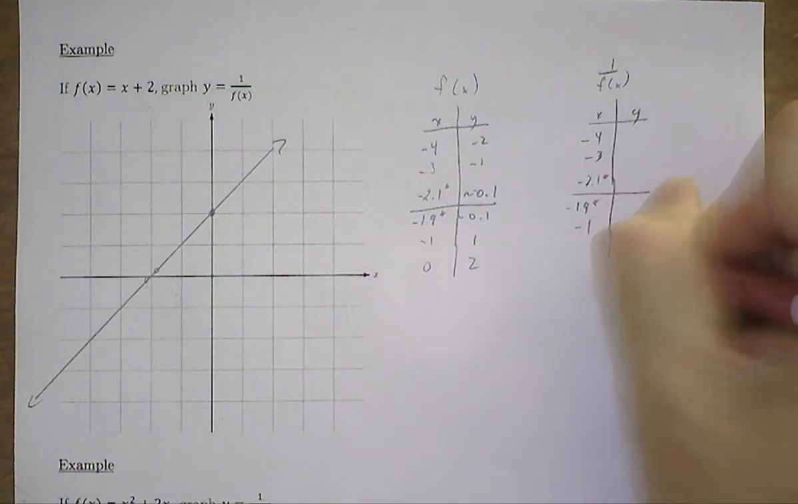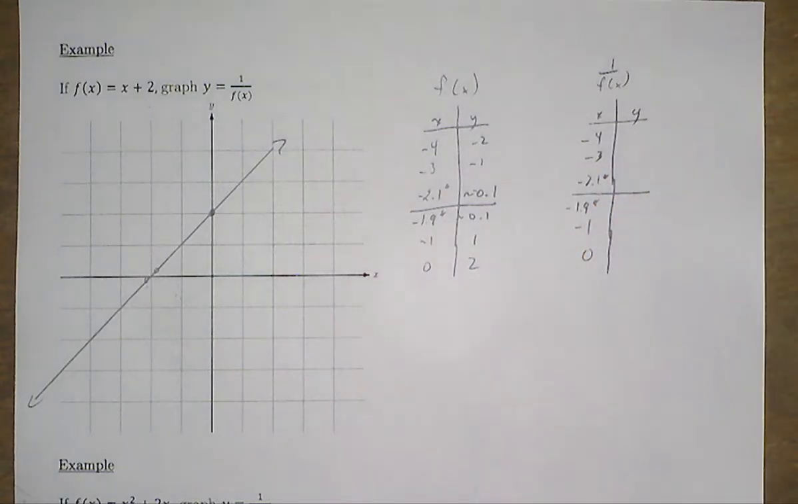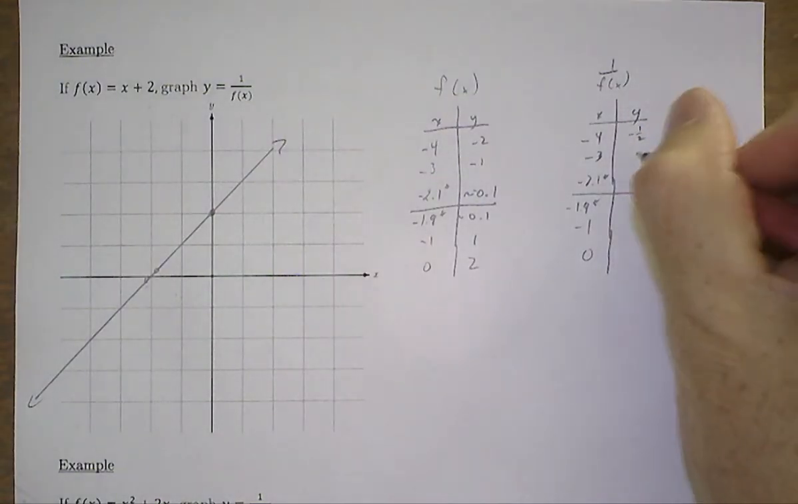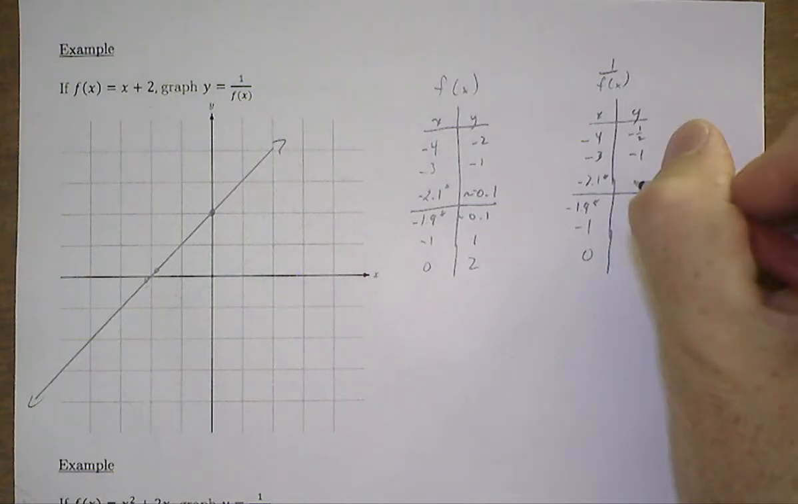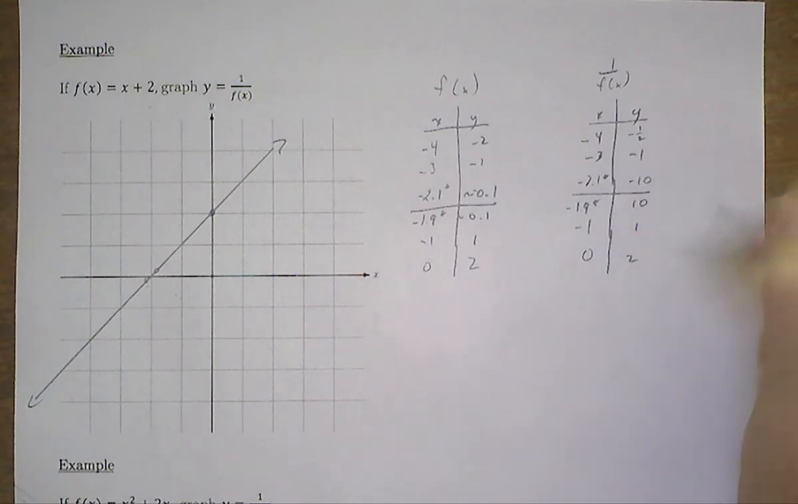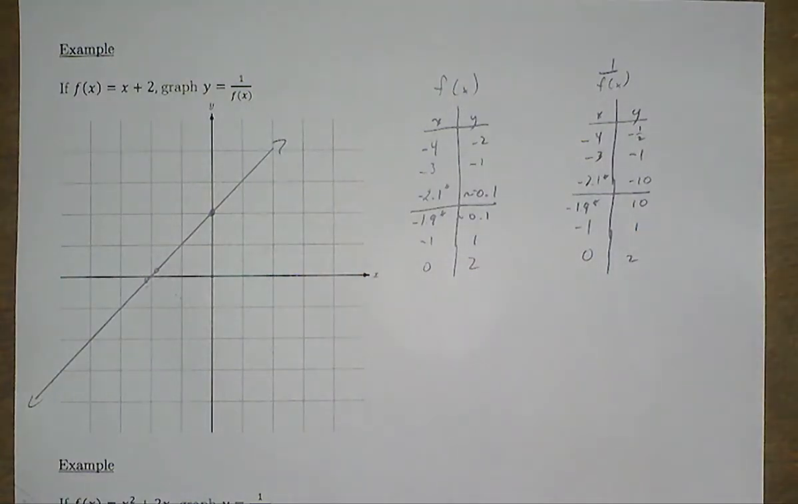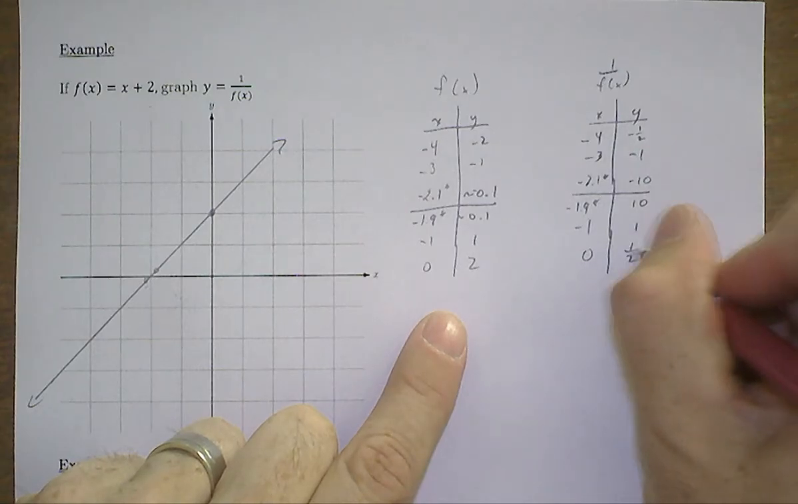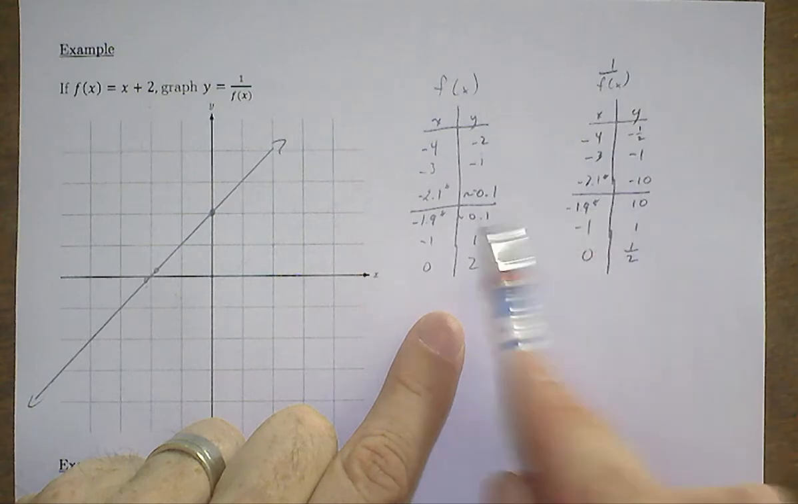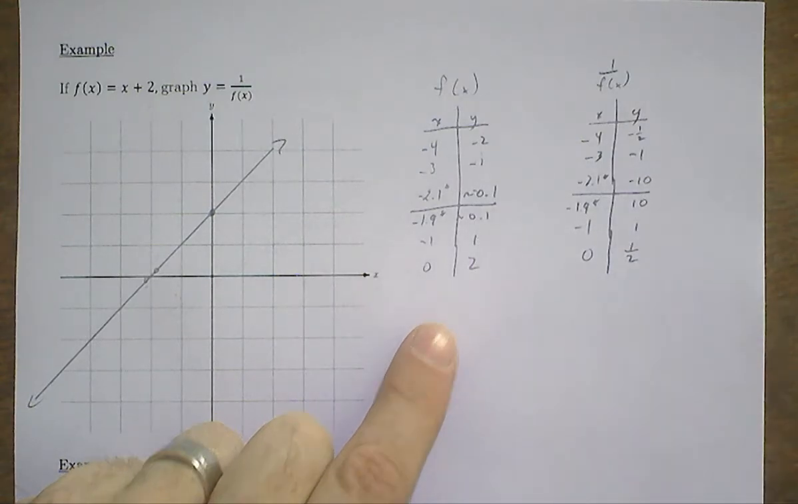So now, please press pause and fill out our table of values. Thanks for joining me. There we have it. Now, I made a mistake here. It should be 1/2. So simply all I have to do is take the reciprocal of these numbers for my y values, and I could graph those points.